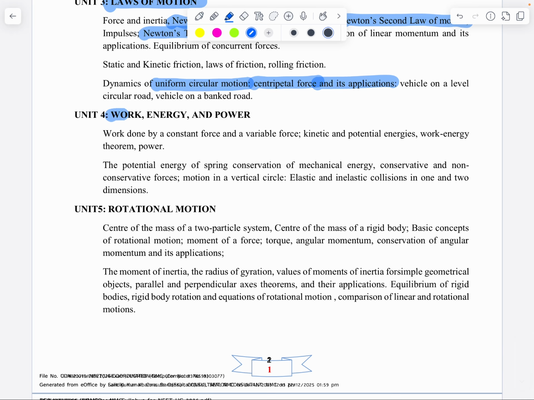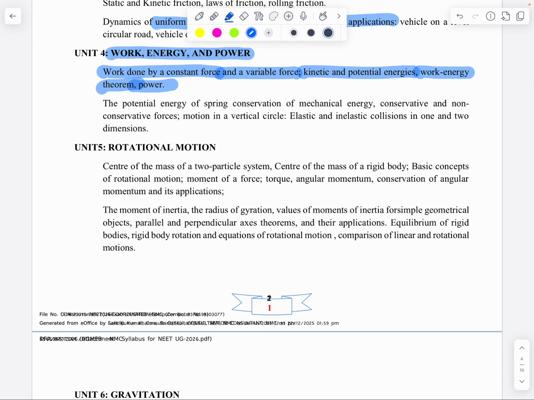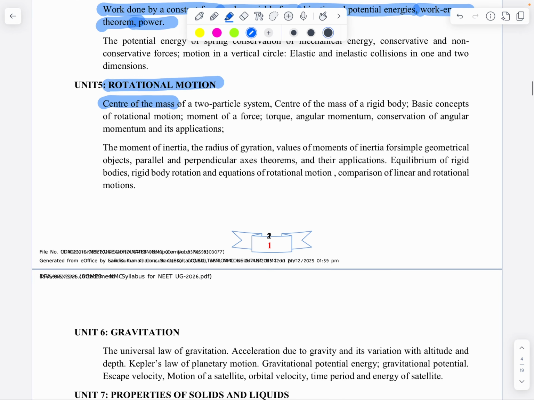The unit 4 is work, energy and power. This is also a very important chapter. The work done by a constant force and a variable force, kinetic and potential energy and work energy theorem. This theorem is very important from exam point of view, and the power. The next unit is rotational motion. It includes center of mass and the rotational part is also very important.